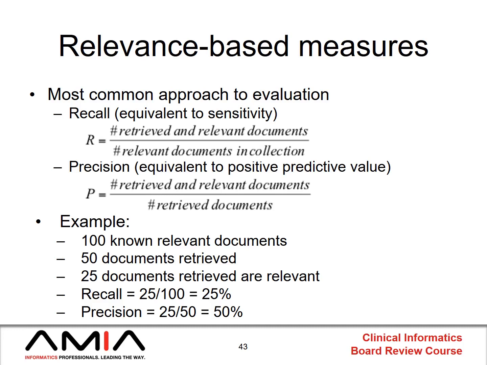There are some practical issues in how to measure relevant documents and what constitutes a retrieved document, but it's important to know these formulas. So as an example, let's say we know there's 100 relevant documents out there in the database. A user does a search and retrieves 50 documents. Of those 50 documents retrieved, 25 are relevant to his or her information need. This gives us a recall of 25 retrieved and relevant divided by 100 known relevant, or 25%, and a precision of 25 retrieved and relevant divided by 50 retrieved documents, or 50%.